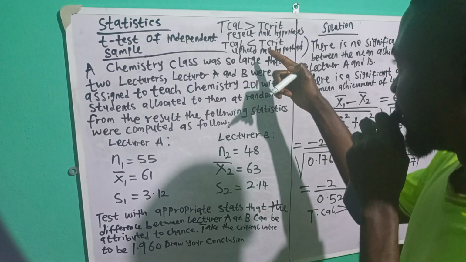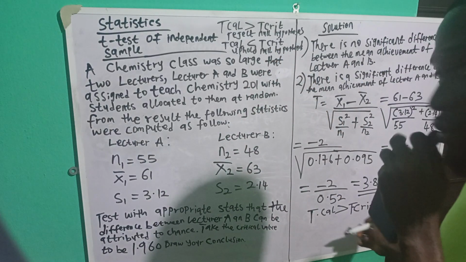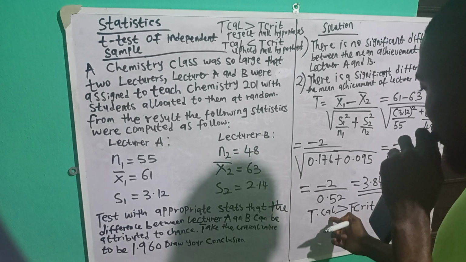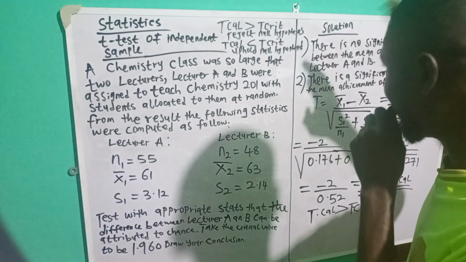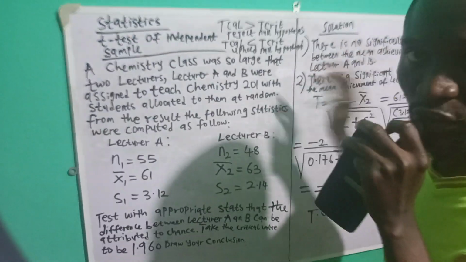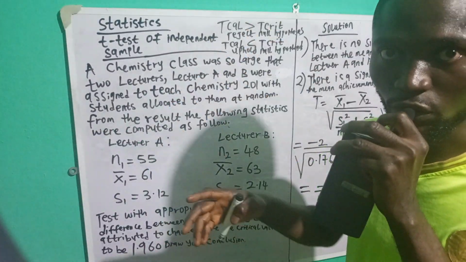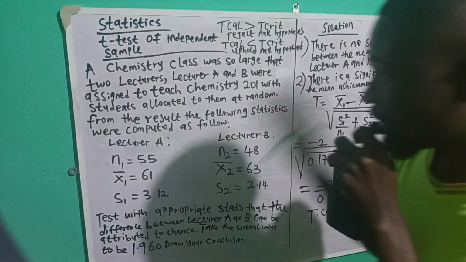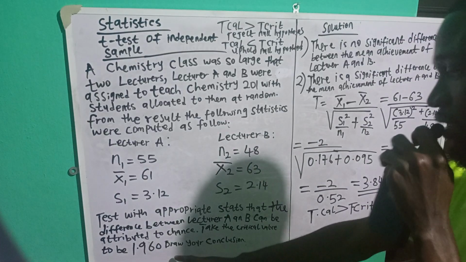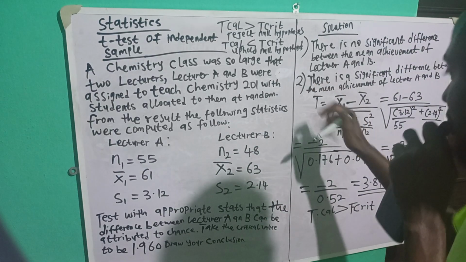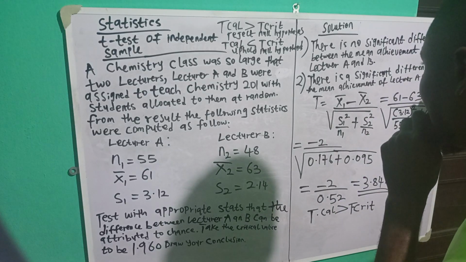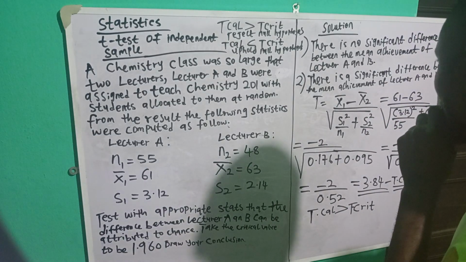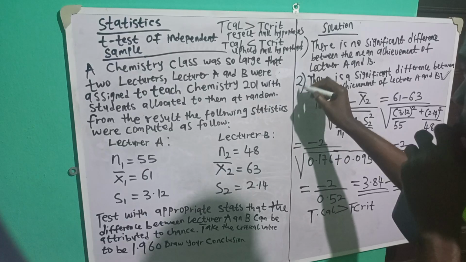But because from this solution you can see that the calculated value is greater than the critical value, we are going to reject the null hypothesis and uphold the alternative hypothesis. Therefore, our conclusion, since they say we should draw a conclusion, is that there is a significant difference between the mean achievement of lecturer A and lecturer B. So this is our conclusion.